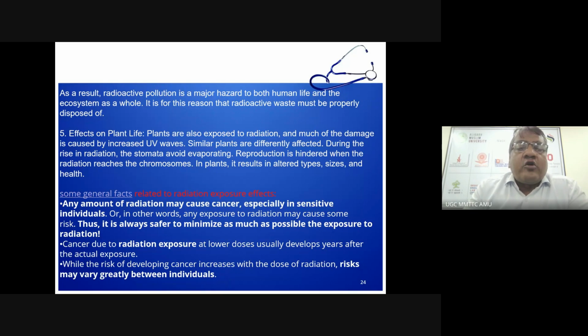Now, what is the effect on plant life? Plants are also exposed to radiation, and much of the damage is caused by increased ultraviolet waves. Similar plants are differently affected. During the rise in radiation, stomata avoid evaporating.